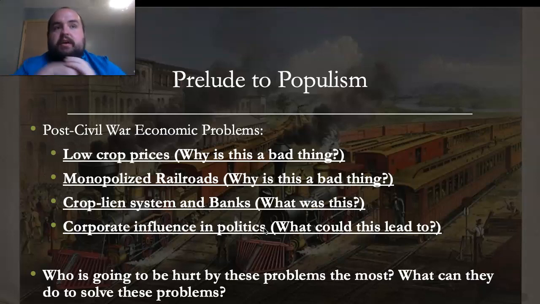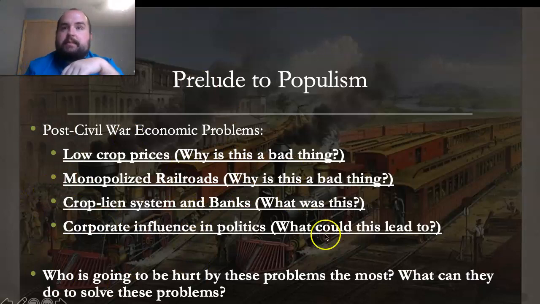Yeah, this is something we're probably all familiar with, at least to a certain degree. It potentially can lead to political corruption, bribing people, giving corporate companies advantages they don't deserve, that kind of thing. That was a big problem a lot of people were concerned with at this time. So think as we go through this, what kind of people these problems are going to hurt, and how exactly they're going to solve these problems.